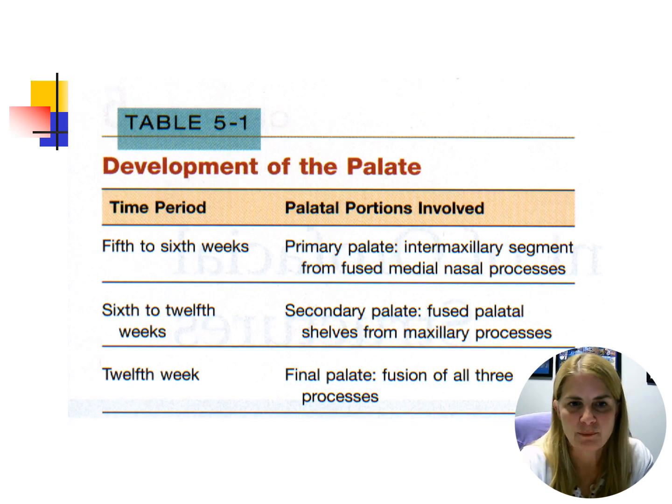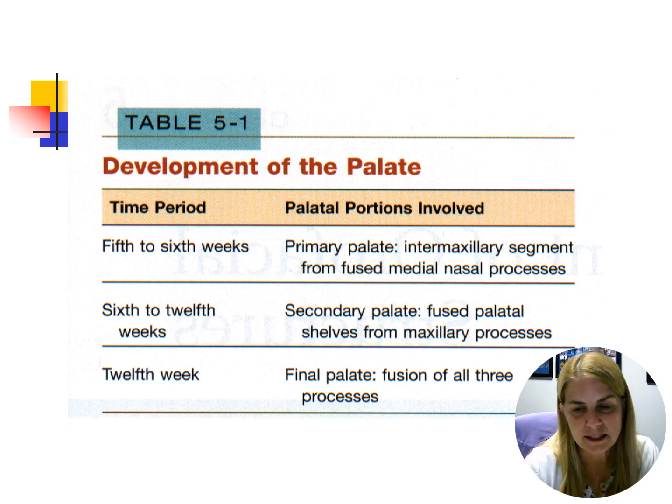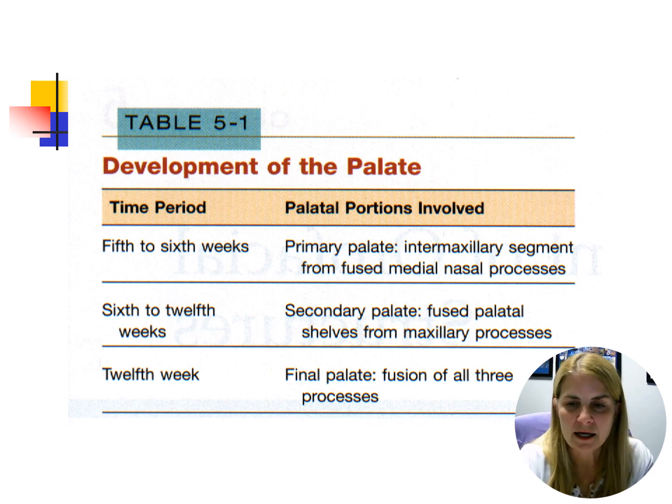This table shows the time frame for development of the palate. So 5th to 6th weeks, we have the primary palate that came from the intermaxillary segment that came from the fused medial nasal processes from the frontal process. The 6th to 12th week, we have the secondary palate coming from the palatal shelves that are fusing from the maxillary processes that came from the mandibular process and came from the first branchial arch. And then the 12th week, we have the final palate fusion of all 3 of those processes. So we have the primary palate fusing with the secondary palate to form the whole entire hard palate area.